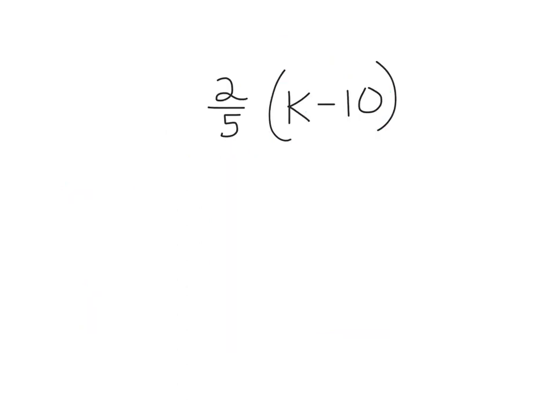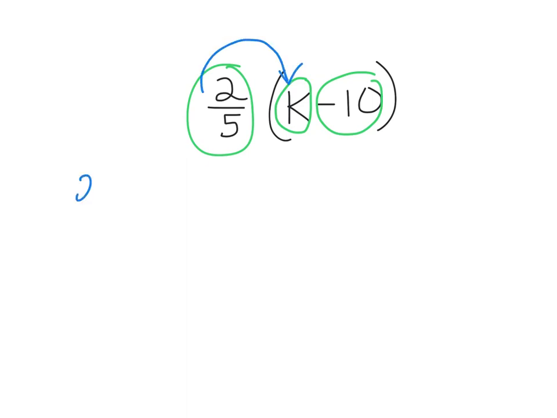Here we go. We have another fraction problem. There's a fraction, there's a k, and there's a negative 10. There's 3 terms. So 2/5 times k, that's like saying 2/5 times 1 k, or if I could put a 1 in front of that, which is going to be 2/5.